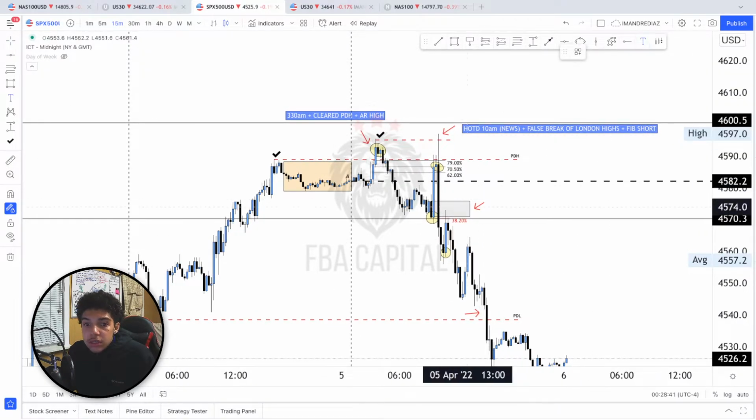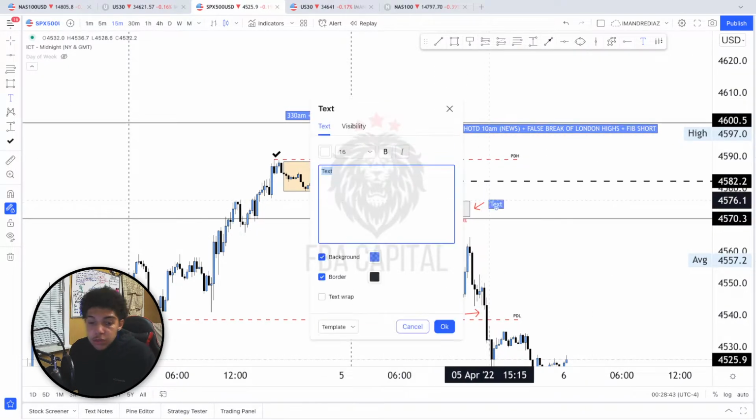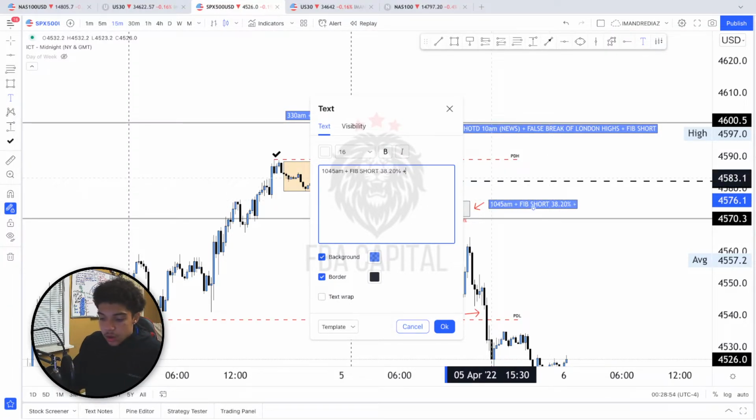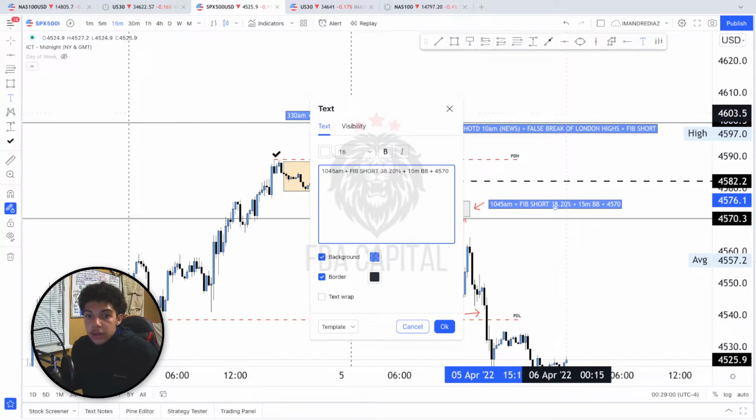So let's annotate this. And at what time did this happen? This happened at 10:45. So at 10:45 a.m. we had this fib short, 38.20% rejection, along with the 15-minute breaker block rejection, along with the 45.70 rejection.